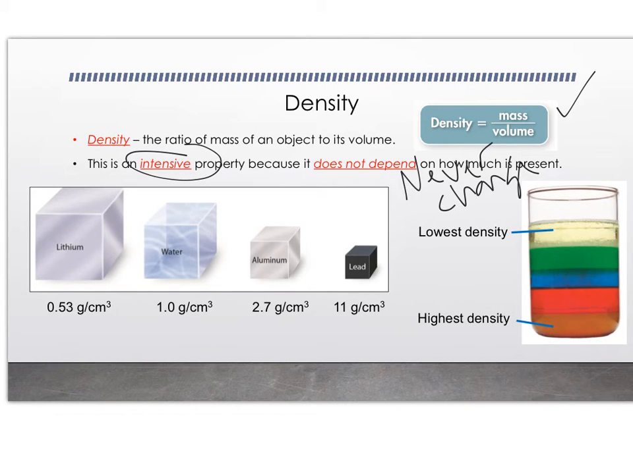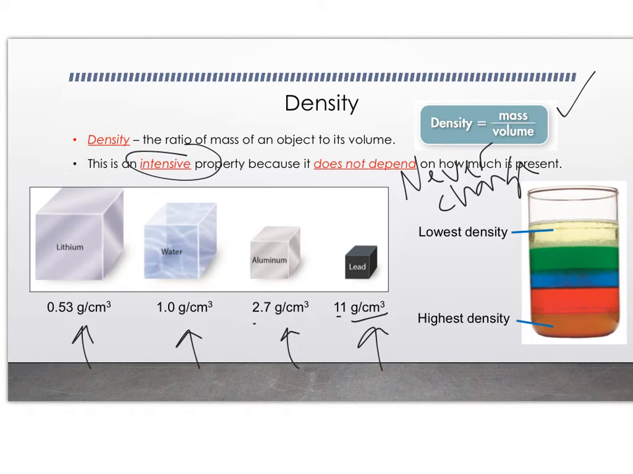And if you take a look at the pictures down here, we have a couple of density values written. Again, it's a mass unit divided by a volume unit. So that's why you see grams per centimeters cubed. Okay, so let's talk about density. We have lithium that's 0.53, water that's 1.0, aluminum that's 2.7, and then lead that's 11.